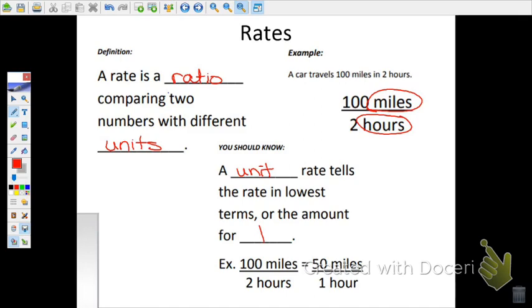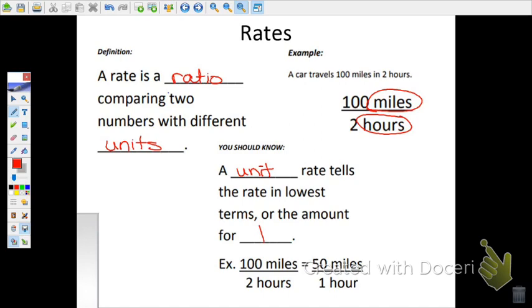And it's always that denominator, that bottom piece, that we want to make a 1. So in the example, they did that. If we're going 100 miles in 2 hours, we want the unit rate for 1 hour. So I had to divide by 2 in the denominator to get 1 hour, which means I divide the numerator by 2. 100 divided by 2 means my unit rate would be 50 miles in 1 hour, or 50 miles per hour.